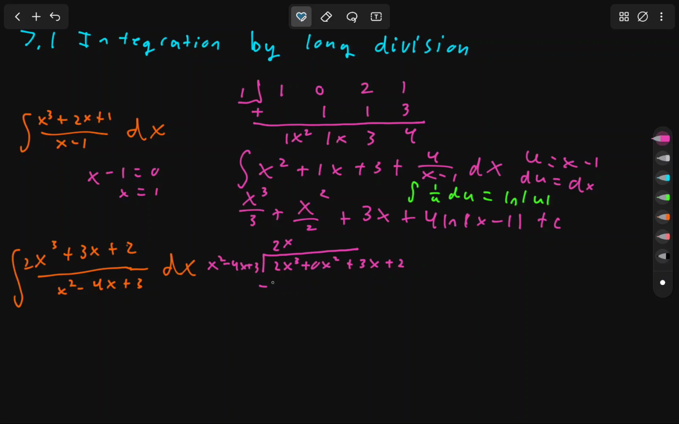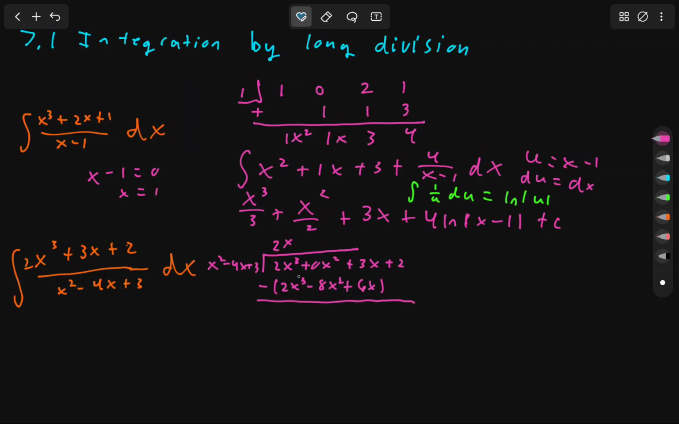So we get 2x times x squared, which is going to give us 2x cubed. Then we're going to get 2x times minus 4x, which is going to give us minus 8x squared. Then we get 2x times 3x, which gives us a plus 6x. And we're subtracting all of this.